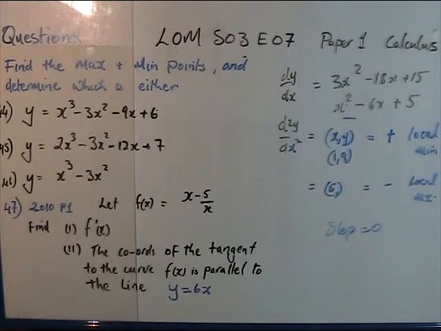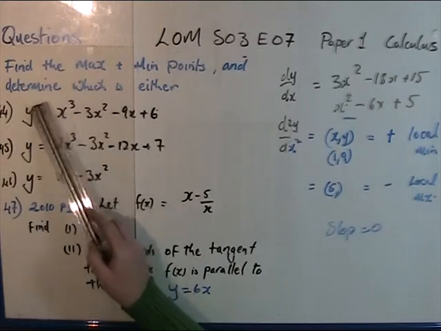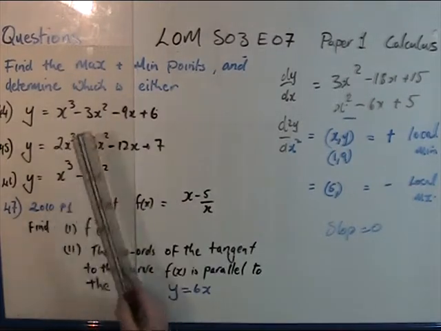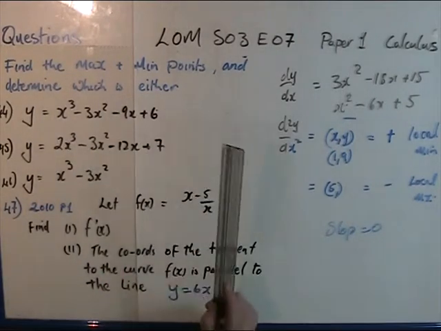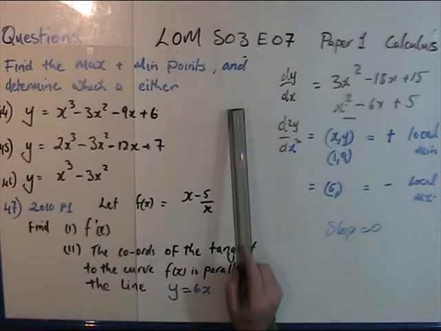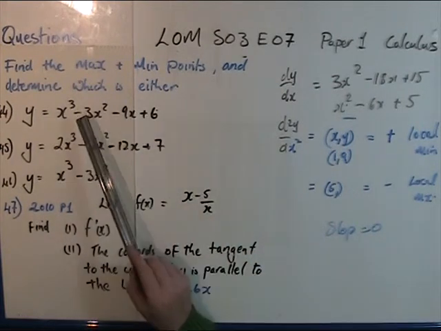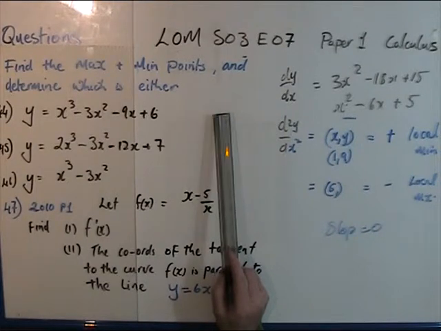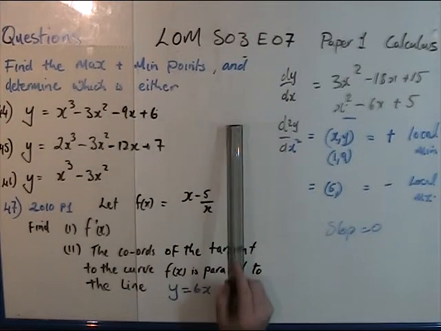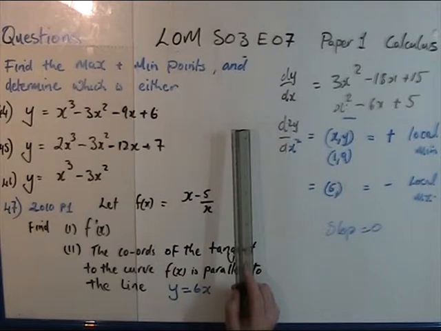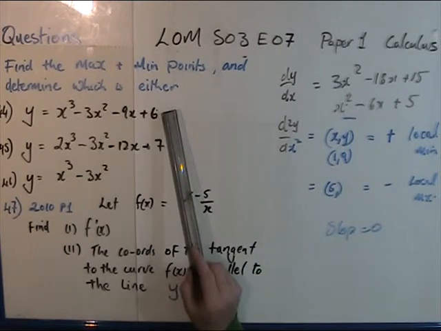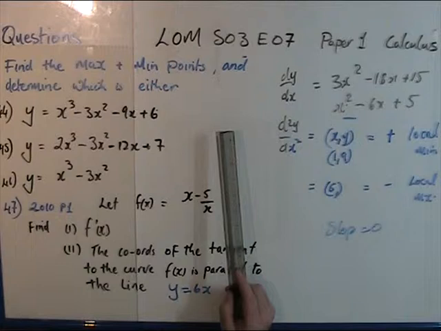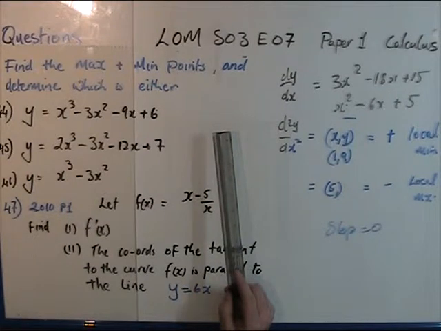Find the maximum and minimum points and determine which is either. Okay, so get dy/dx, you get an equation, solve the equation. You get a quadratic in this case, get the quadratic, find the factors, find the roots, get the second derivative, put the roots in. Find out the maximum and minimum points first, and then find out the second derivative, and you'll be able to find out which is the local maximum and the local minimum point here.